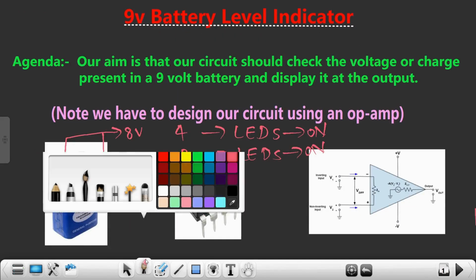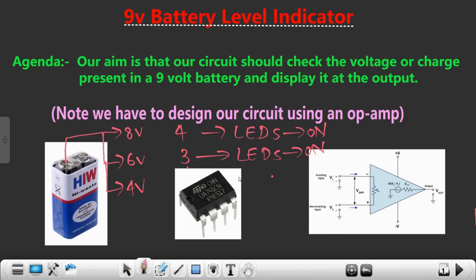So if it is delivering around 4 volts, at that time only 2 LEDs should be in on condition, right? Similarly, if a 9 volt battery is delivering only 2 volts, in that case only 1 LED should be in on condition. This is what it means, right? I hope that you are able to understand this particular concept.